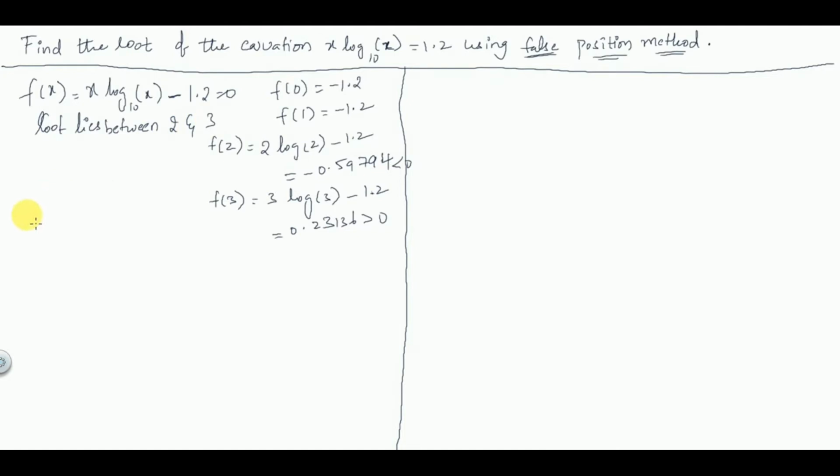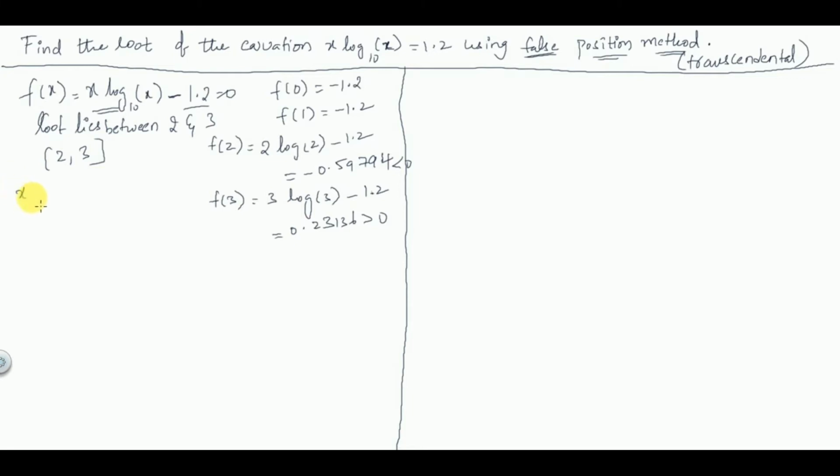Such an equation is called a transcendental equation. Any equation involving logarithmic, exponential, or trigonometric functions is called a transcendental equation. The false position method is used to find the root of this transcendental equation. So the given equation is a transcendental equation, and we have got that the root is bracketed between 2 and 3.